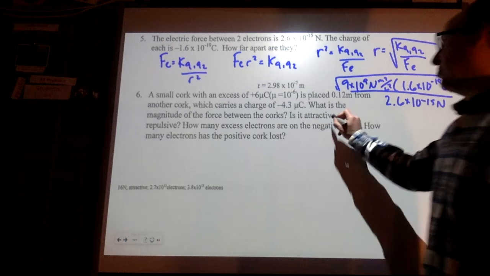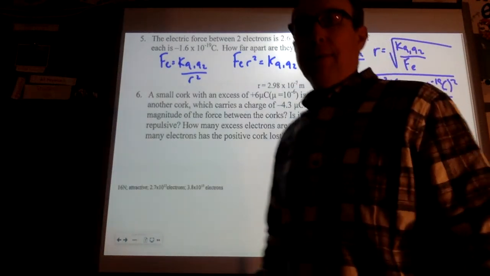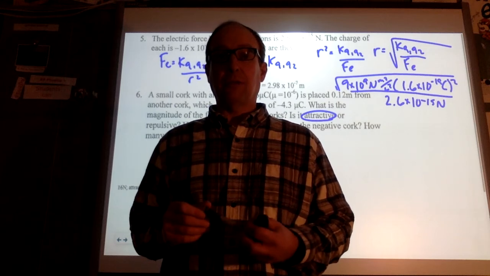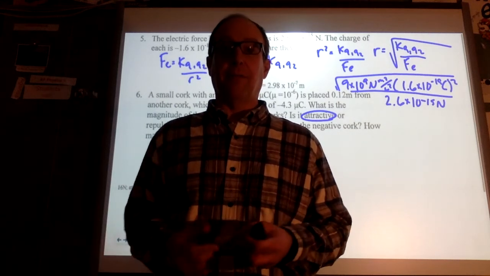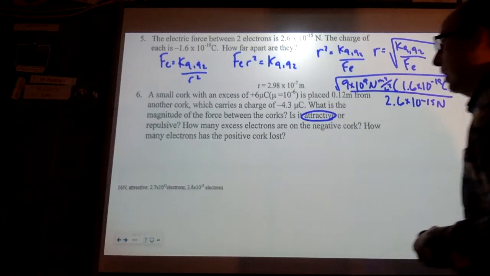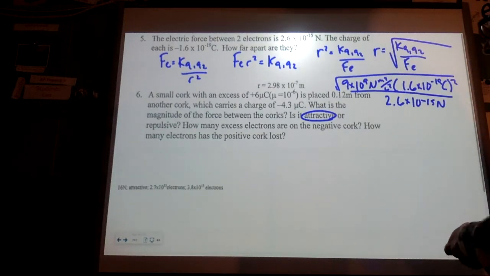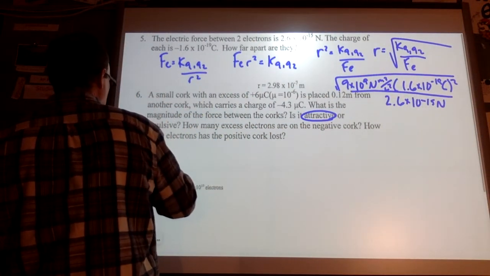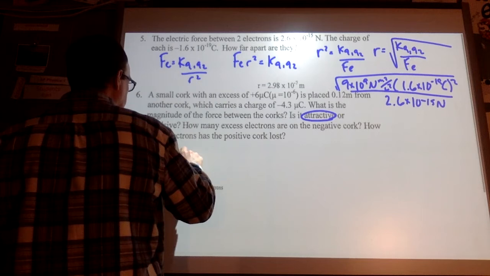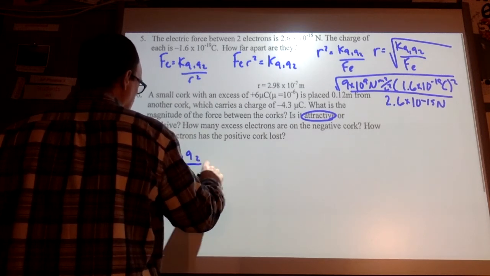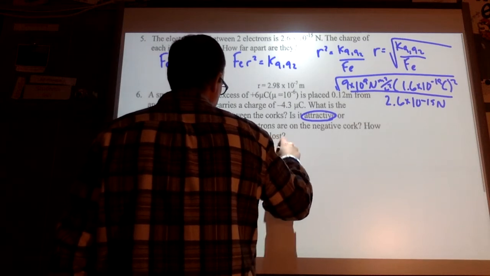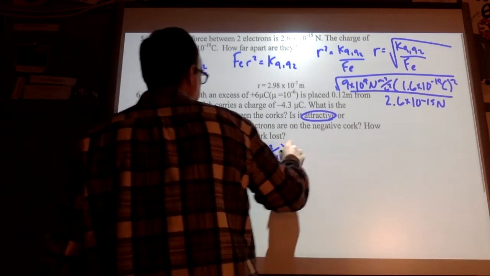Well, right now I can say it's attractive, right? Opposites attract. So one's positive, one's negative. They're going to be attracted. How many excess electrons are on the negative quark? How many electrons are missing from the positive quark? All right, so first let's get the force between them. And again, I need to take into account that prefix.